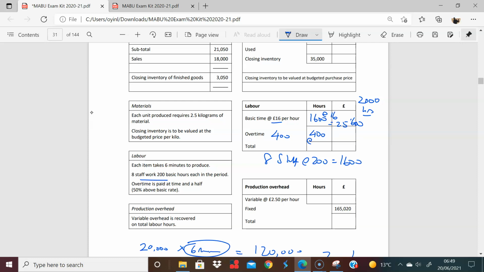And it says here this is paid time and a half. So you could do it in 2 steps. Technically, you could first do it at 16. Well, time and a half is basically 24, isn't it? So you're basically paying them £24 an hour. So 400 hours times 24, which is 9,600. It says time and a half, so it's £16 plus half of 16, which is 8, which is why I have 24. So I have 400 at that, and so you have 25,600 plus 9,600, which gives us a total of 35,200.